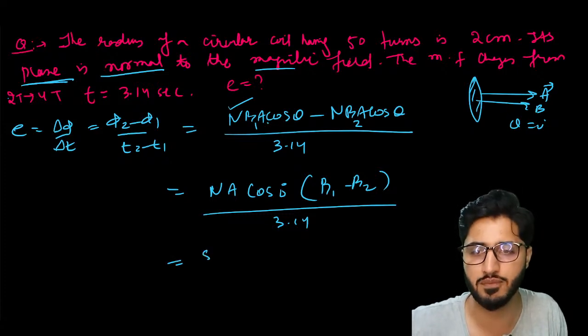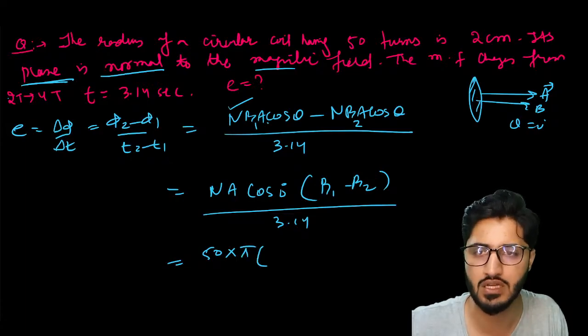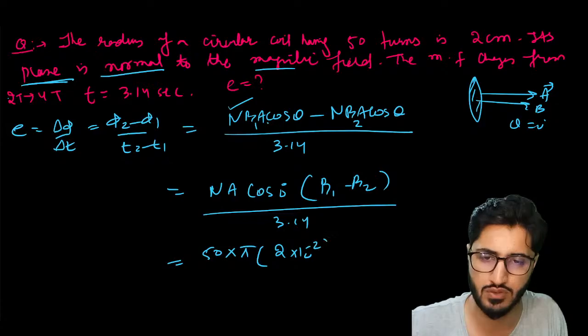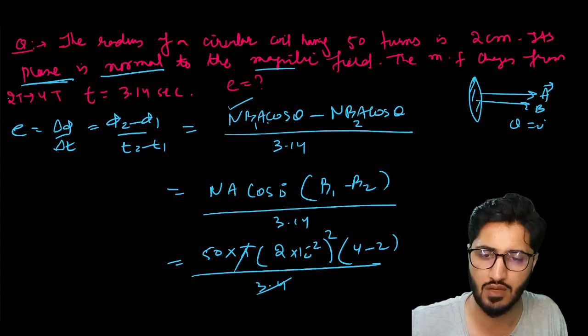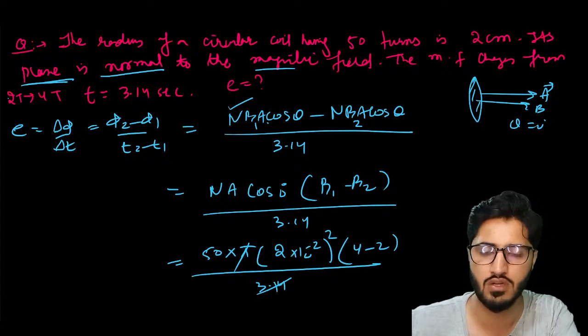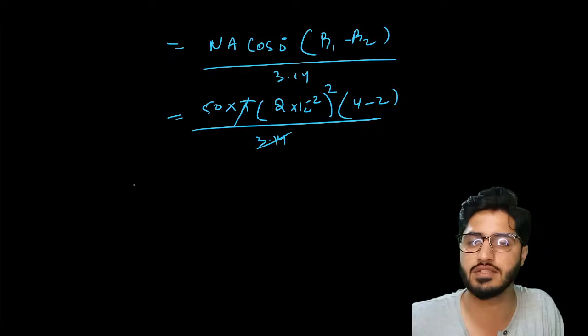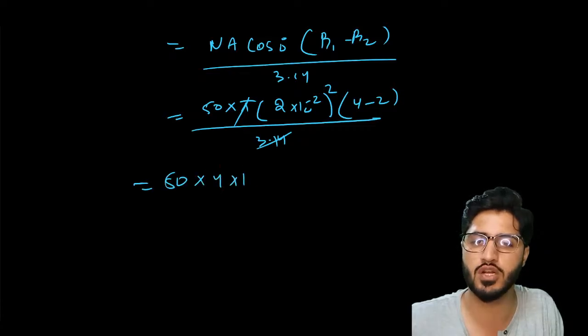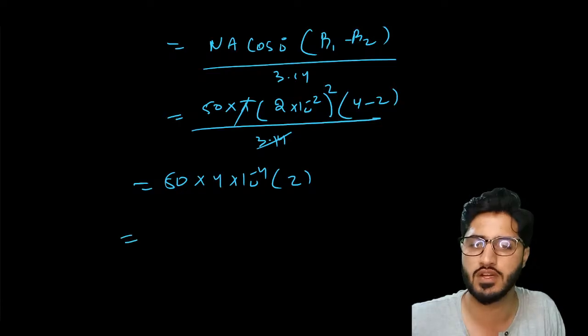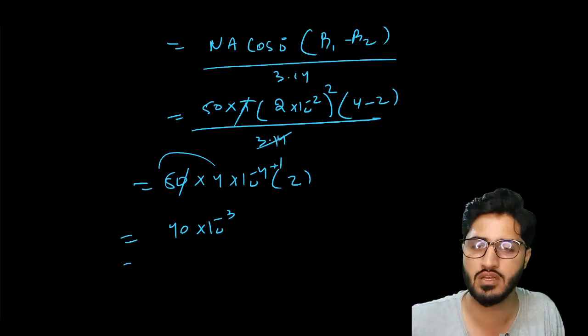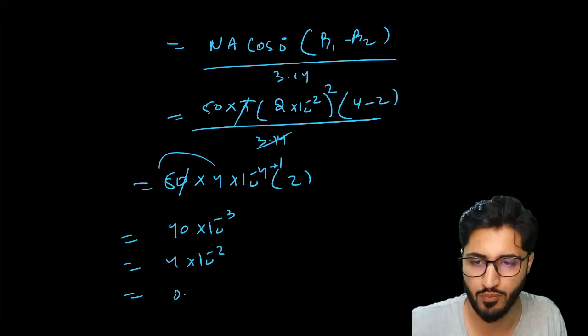Then what is N? N is 50. What is the area? Is the area given to us? Yes, it is pi r square. What is r? r is 2 centimeter, it is 2 times 10 to the power minus 2, whole square. B2 minus B1 is 4 minus 2, and divided by 3.14. Cancel out because pi is also 3.14. So I will write it as 50 into 4 times 10 to the power minus 4, times 2. 4 fives are 20, 20 times 2 is 40. It is 40 times 10 to the power minus 3. Is it 4 times 10 to the power minus 2? 0.04 volt.